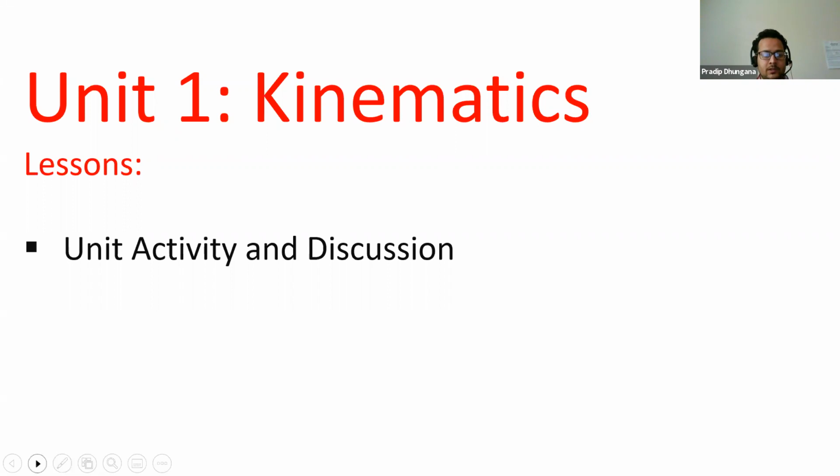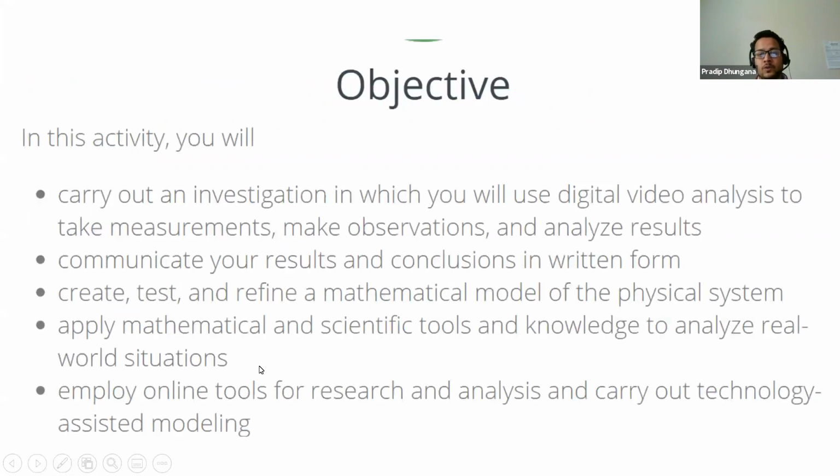Let me go to the next slide. So the objective for this unit activity is to utilize all of your knowledge that you gained from Unit 1 kinematics, and using that knowledge, now you should be able to investigate and analyze different measurements, make observations and analyze results. So that is our goal. And then you can go through different objectives here. I'll not go through it. You can go through it on your own. Now let's go to the next slide.